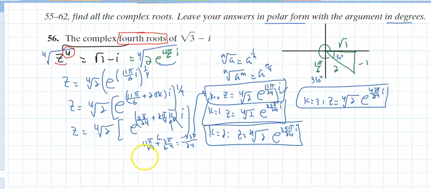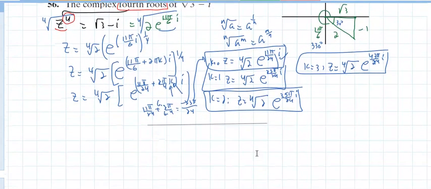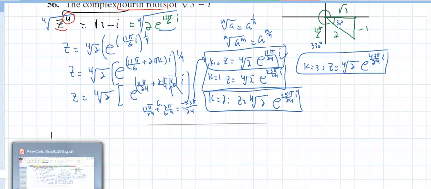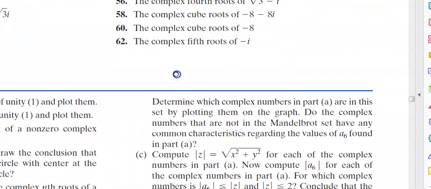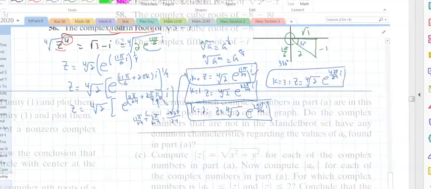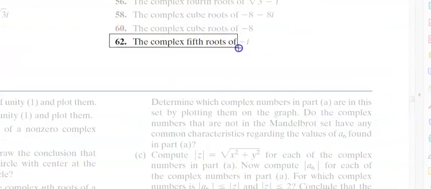So here they are. I am going to do another example of those. Those are called roots of unity. The applications of those are tremendous in engineering. For now, you're learning how to do those. They're not telling you what you're going to use them for. Let's look at number 62. And again, this is something that you need later on.